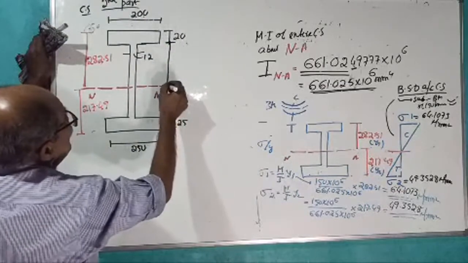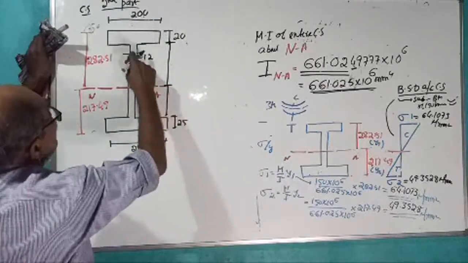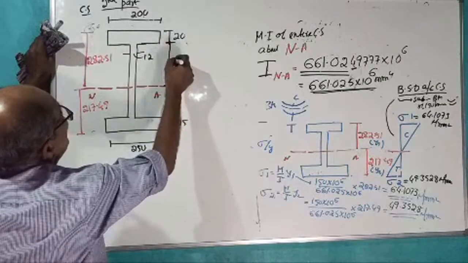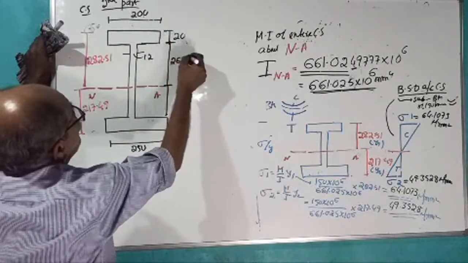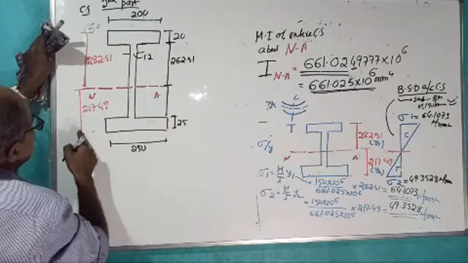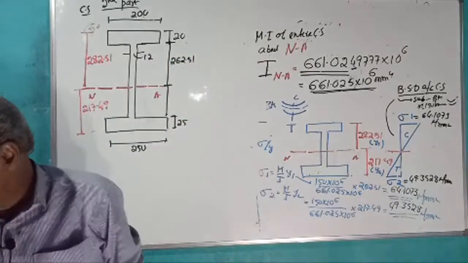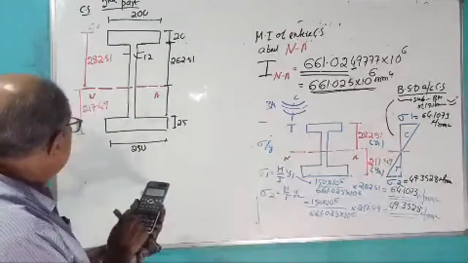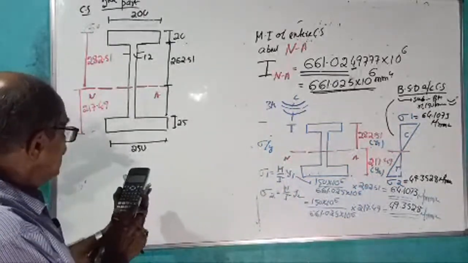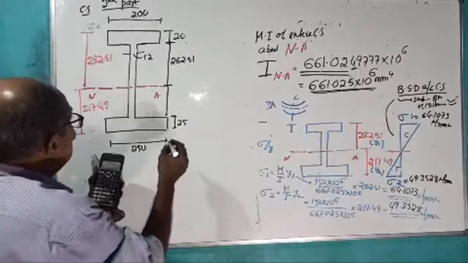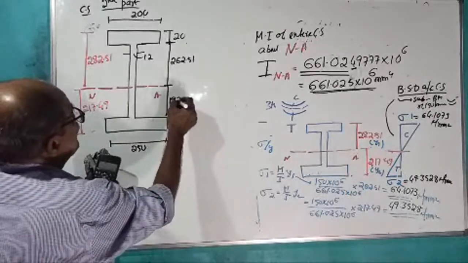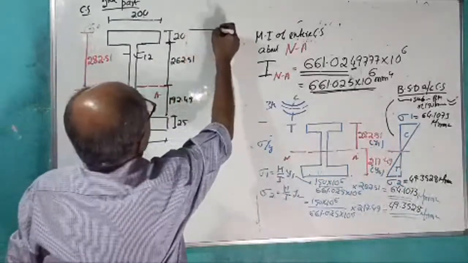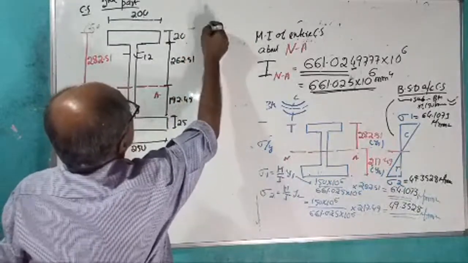Tell the answer. The middle portion: from 282.51 subtract 20 is 262.51 millimeter. This is from 217.49 subtract 25. You are not giving the answer. See, you are wasting my time because you are not responding. This is 192.49.